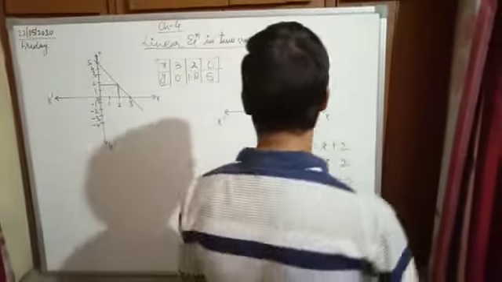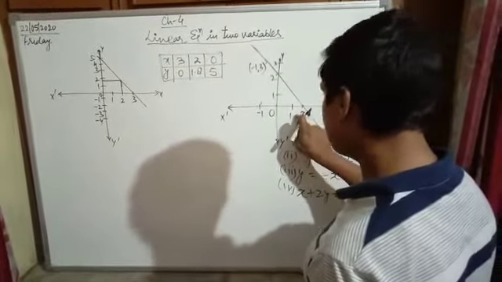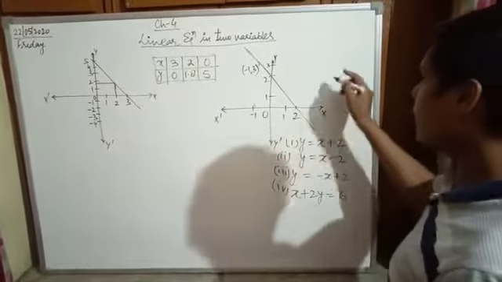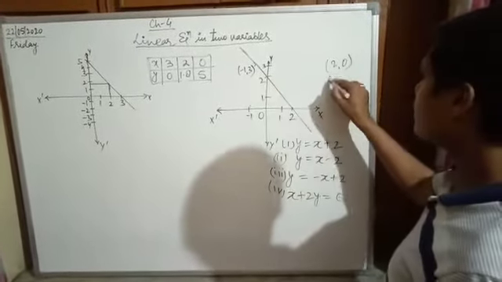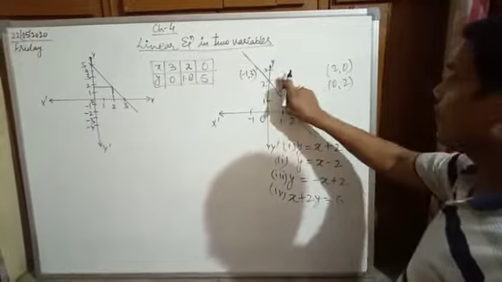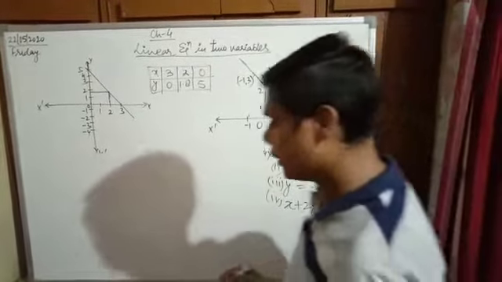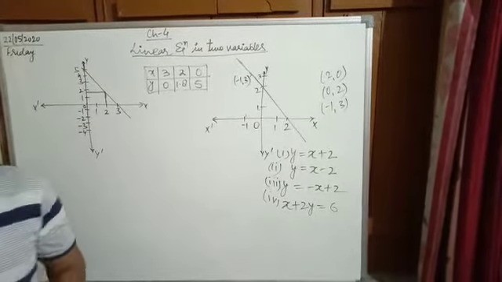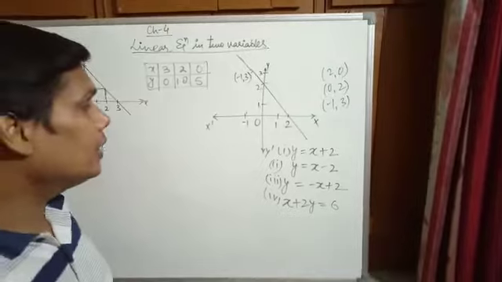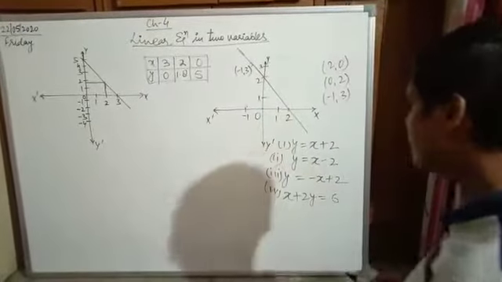What will we do? Simple. This coordinate is at the x-axis, so y will be 0. The coordinate is 2, 0. Second coordinate 0, 2, because at the y-axis x will be 0. And the third coordinate is -1, 3. These three coordinates are given. We have to put these coordinates in the equations one by one and check, verify the answer.